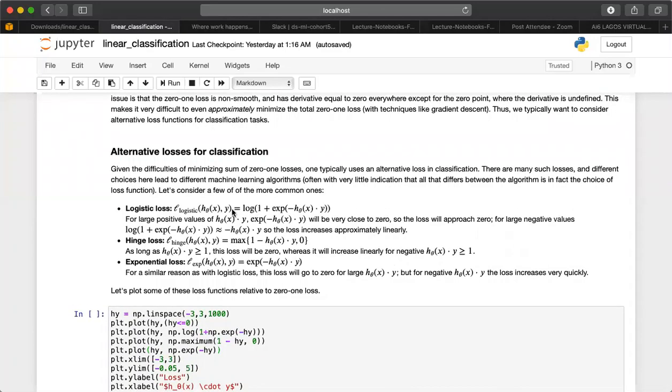And this is what they look like. So for the logistic loss, the equation is saying that for large positive values of this, the loss behaves according to the exponential function.